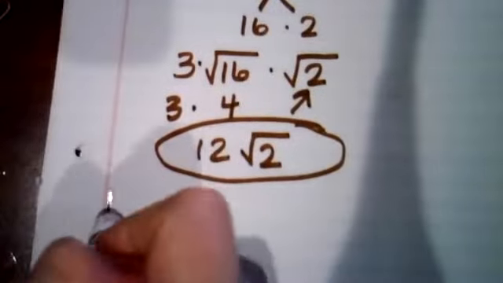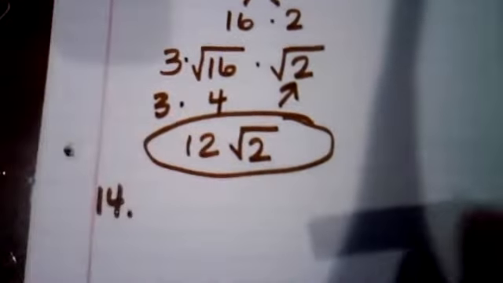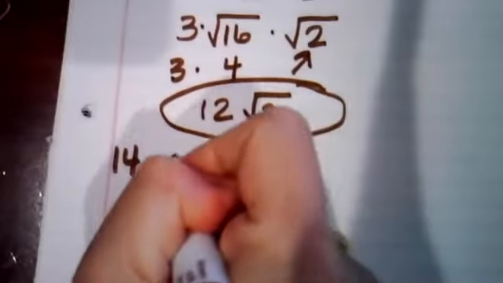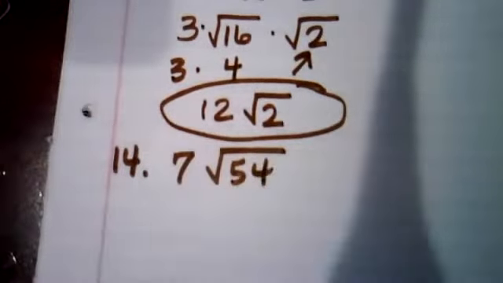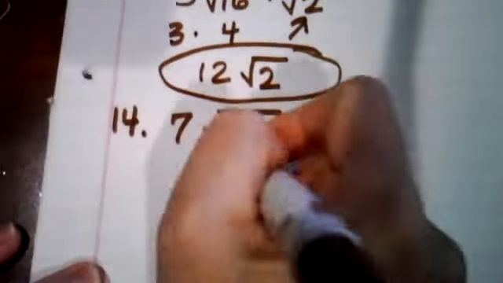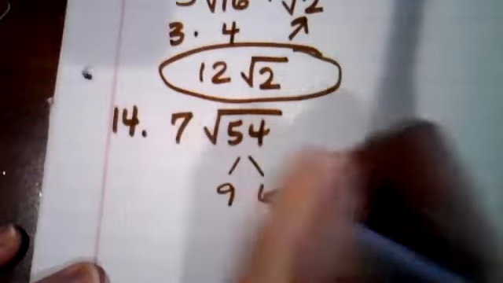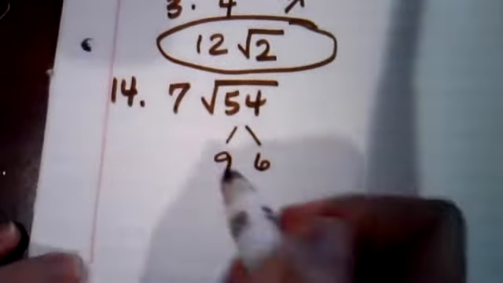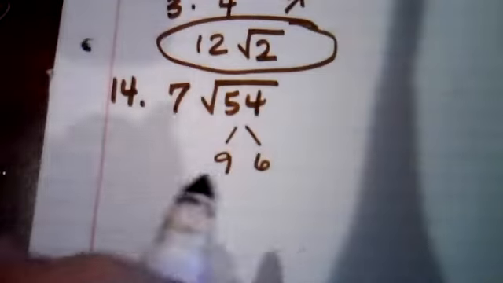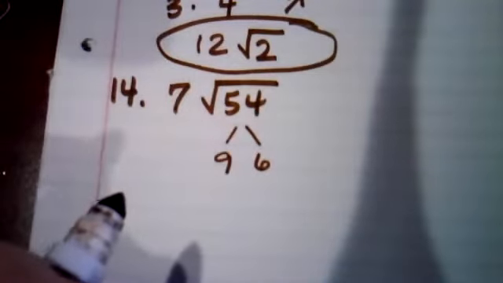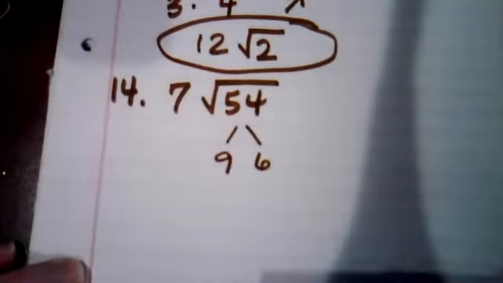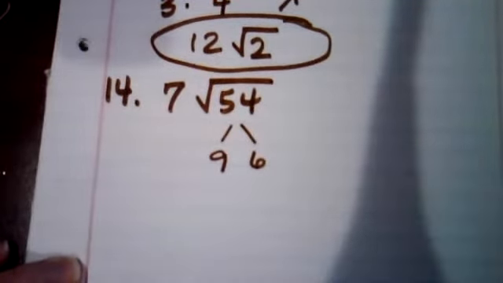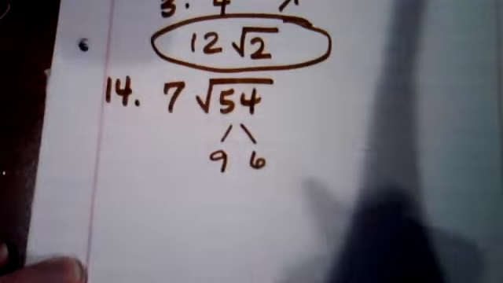Let's go to number 14. We're going to work on 7 times the square root of 54. Hopefully, when you see 54, you think of 9 and 6. If you don't, hopefully when you break it down and you see all the numbers that go into it, I'll do an example over to the side in a second, and you'll know how to work it from then.